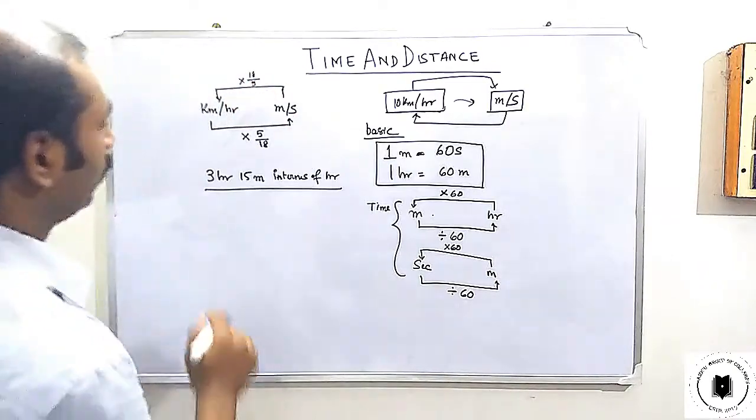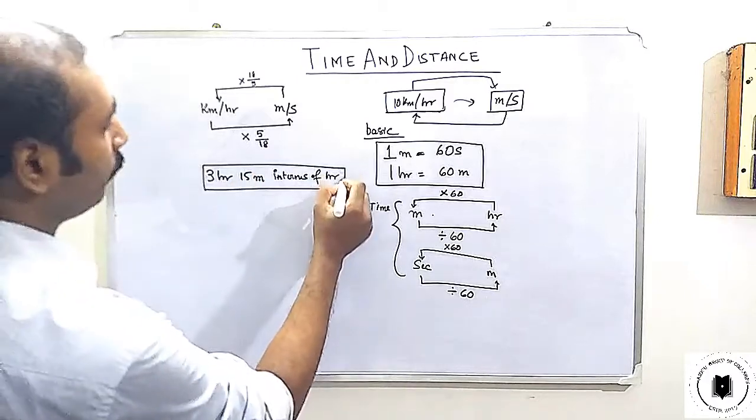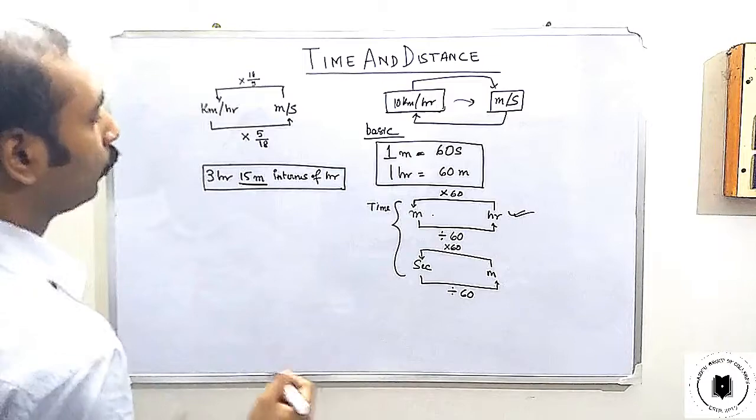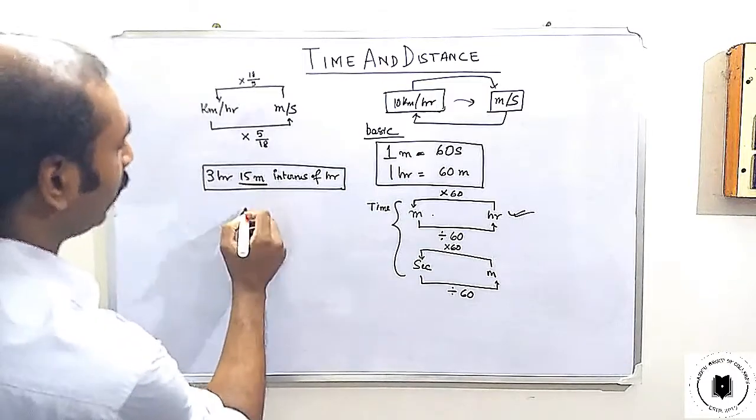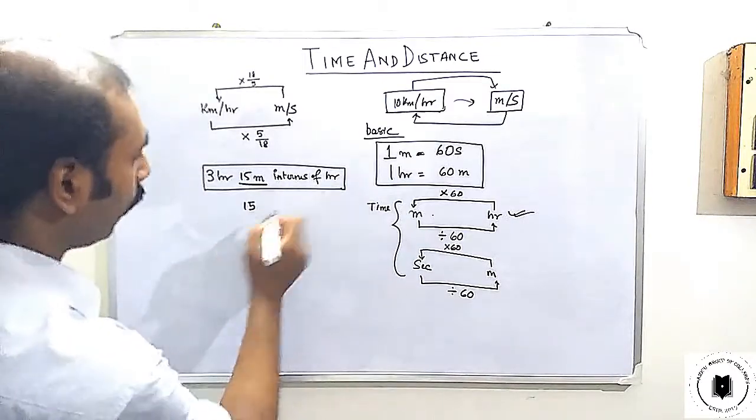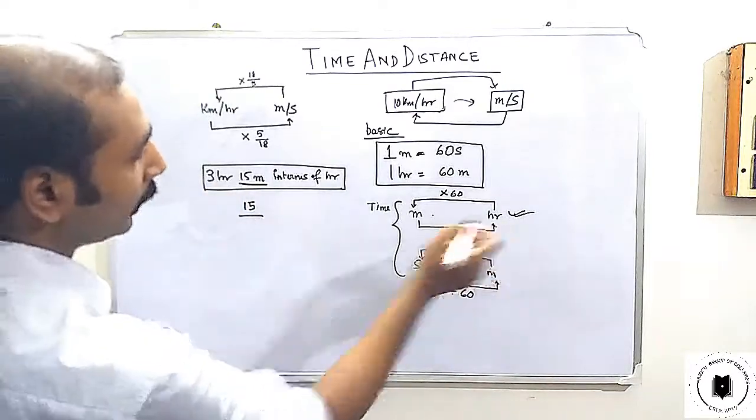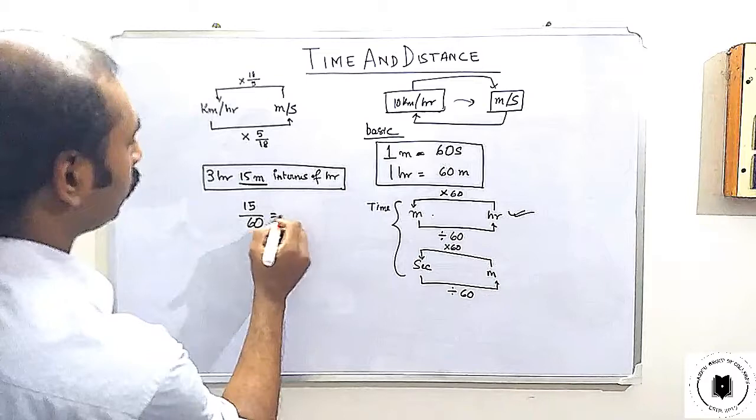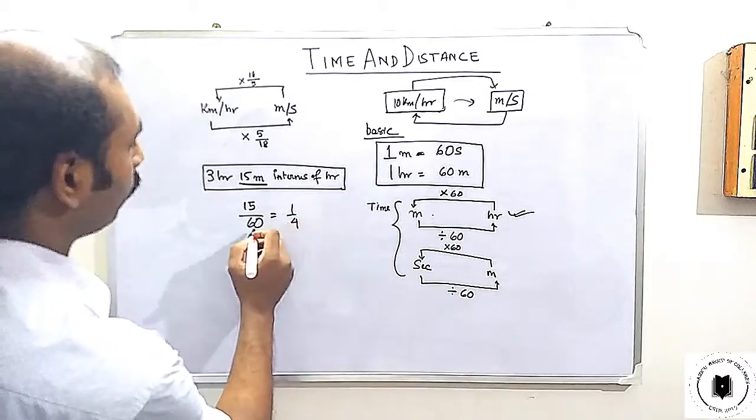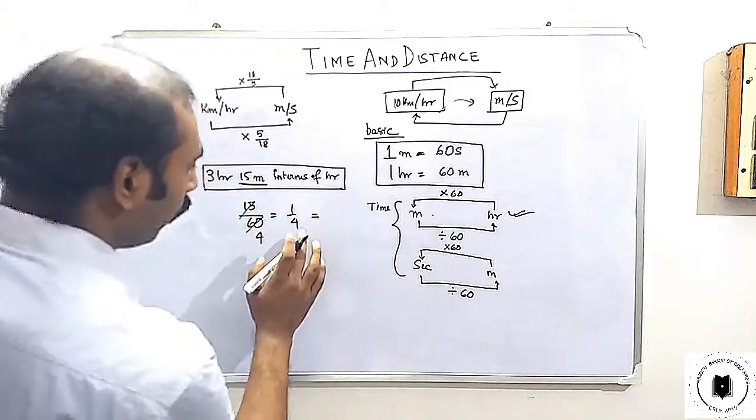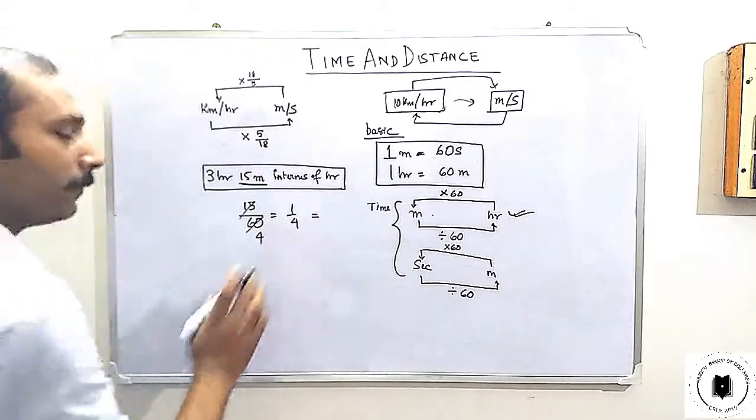Sometimes it is asked to convert 3 hour 15 minute to hours. So what we're going to do is change the 15 minutes into hours and club that with the 3 hours. That is how to do it. 15 by 60 will come down to 1 by 4. Now, how to express this 1 by 4?